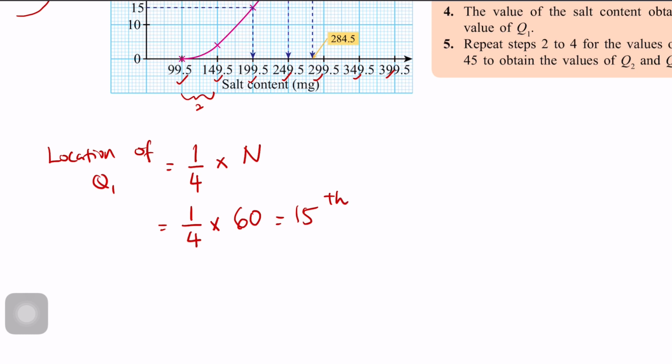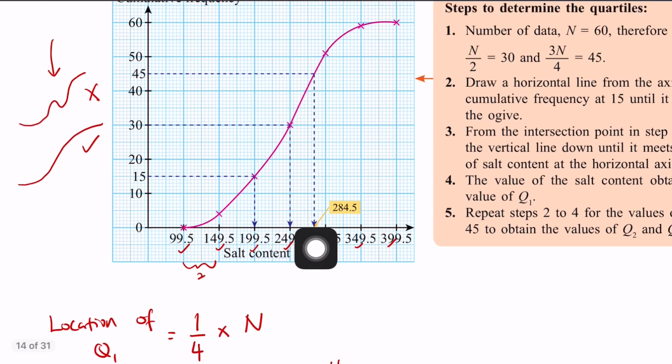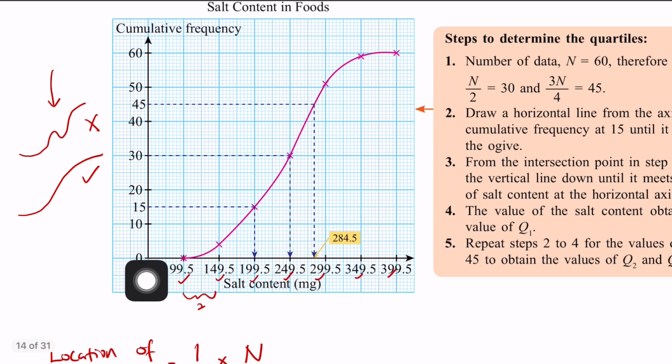Maksud dia, bukan 15 ni first quartile. Ini location. Location of first quartile is the 15th data. So pergi balik pada ogive, cari data yang ke-15. Sini 15 kan? Dot putus until met the ogive. Okay, lepas tu turun ke bawah. Turun bawah. So inilah kita punya first quartile.